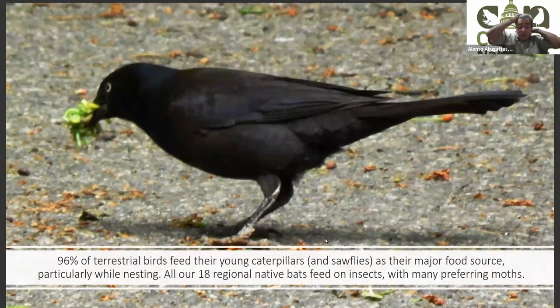So again, here's what I mentioned before. 96% of our land birds, terrestrial birds, feed their young caterpillars and sawflies too, which look like caterpillars, except they're really more related to wasps and bees than anything else. That is their major food source and the number one thing.